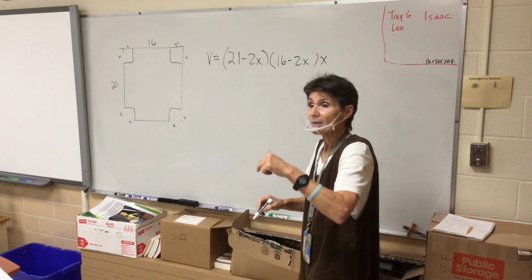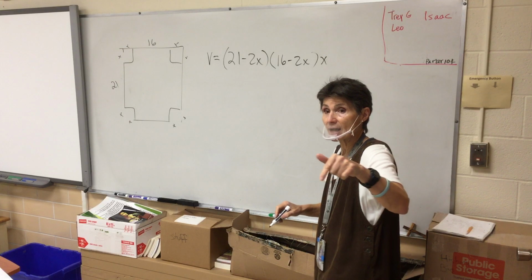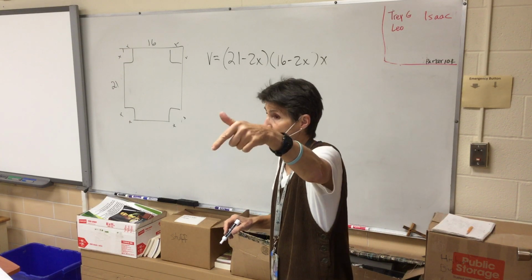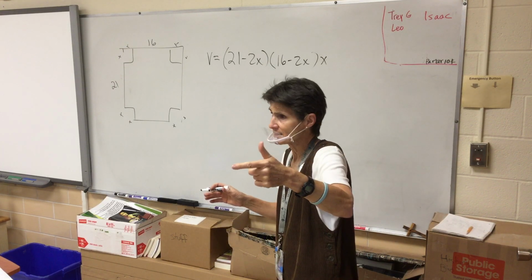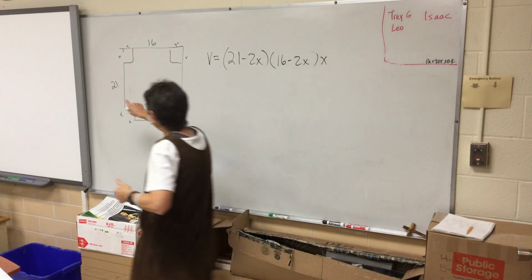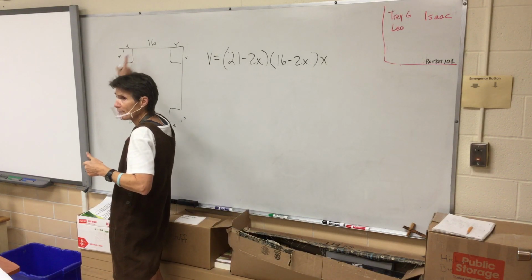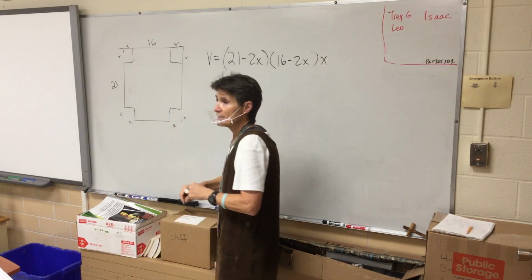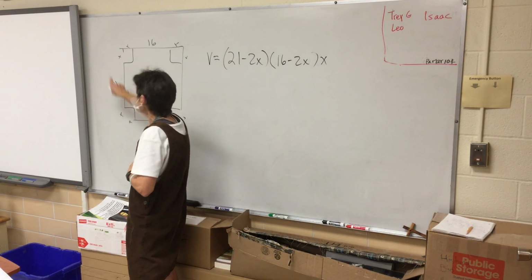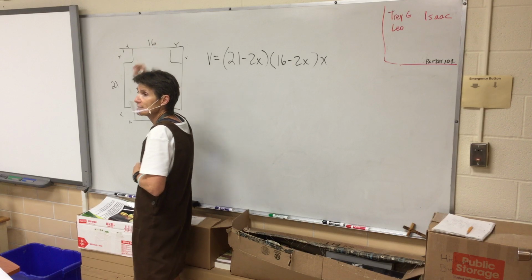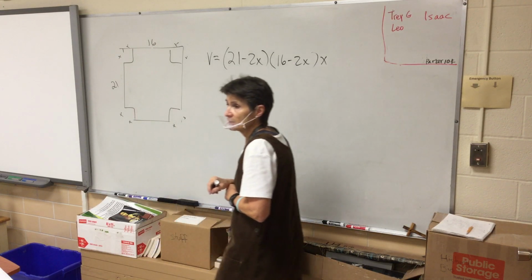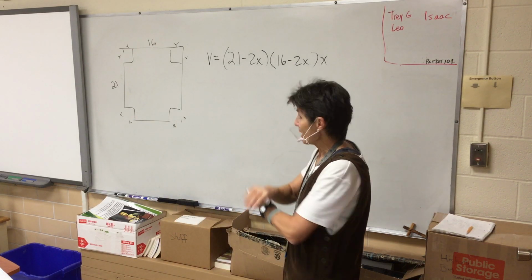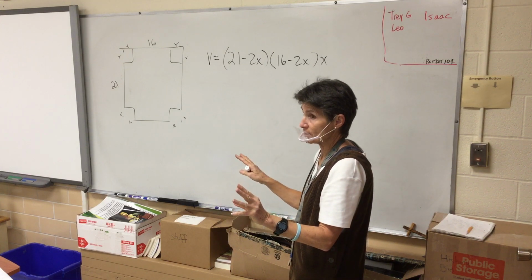Now, if you took notes last time, look at the equation for problem 1. Isn't it exactly the same thing? It's just using whatever the numbers were for that problem. Every time you do one of these, it's going to be that minus 2x, that minus 2x, times x. Okay? So that's it. That's the volume equation.